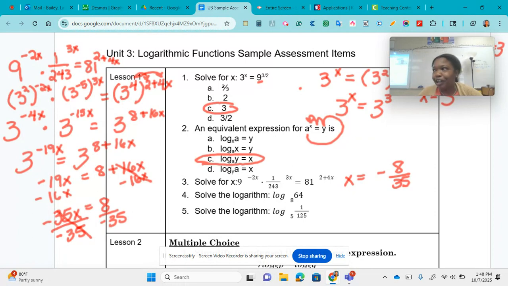And we're on number 4. Now, number 4 means we just have to solve it. So all I'm going to do is read this logarithm, log base 8 of 64, like an exponential. 8 to what power is 64? And that's my answer.